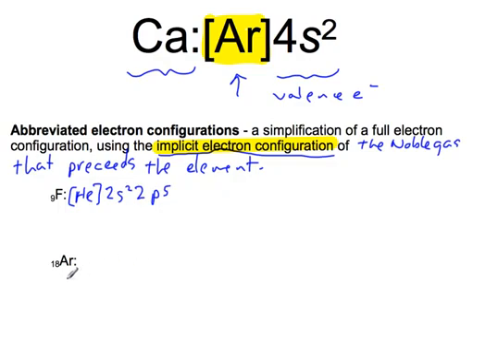How about argon? Well, what's the noble gas that precedes argon? I'll give you a hint. It's not argon. It's neon. So we put neon, and then we put all subsequent electrons. Neon has 10 electrons, so we have to put 8 more. And so we're in the 3rd energy level, so that's n equals 3. So 3s2, 3p6. That would be the abbreviated electron configuration for the noble gas argon.